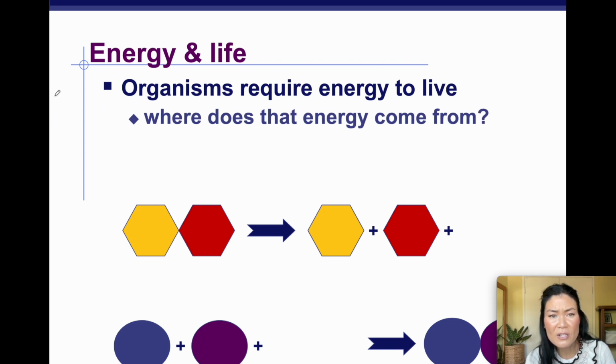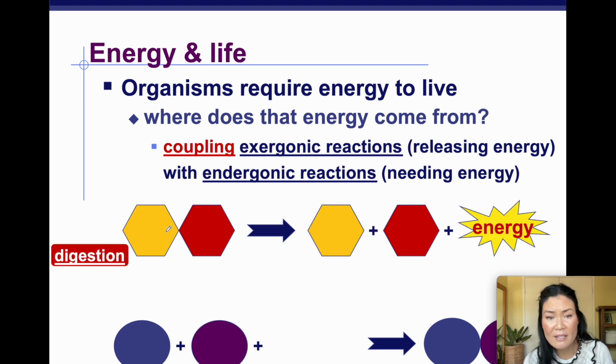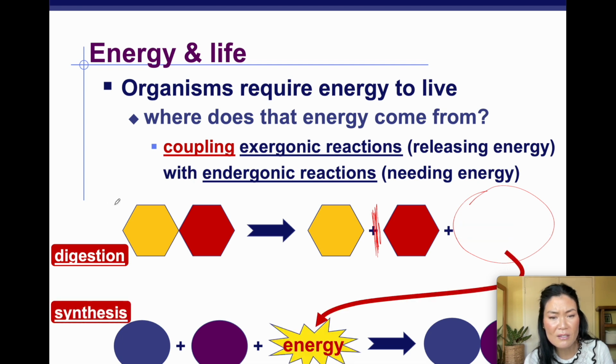So organisms require energy to live. And where does that energy come from? It really comes from the coupling of exergonic reactions where energy is released with endergonic reactions where energy is needed. So over here we have energy being released because the bonds are being broken. So we digest a disaccharide, we break the bonds between the disaccharides, so you get two monosaccharides. Energy is released. And so in cellular respiration, when we break down sugars, that energy that's being released is going to be actually used to make ATP, okay? And that energy is going to be used for synthesis, and you can end up with larger molecules. There's going to be input of energy to create larger molecules, to build bonds, okay?